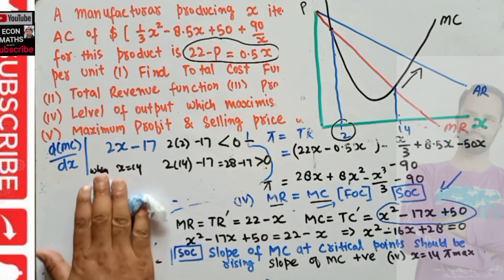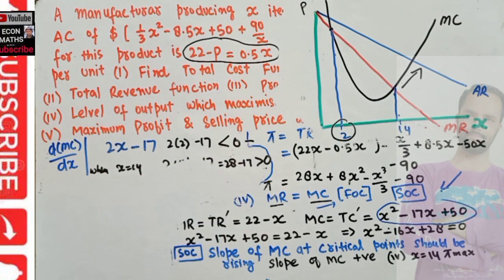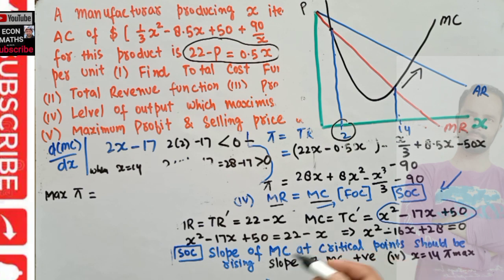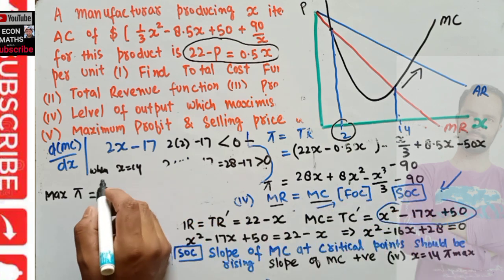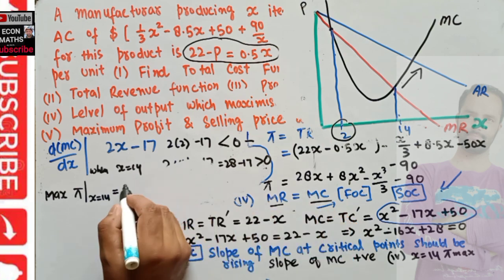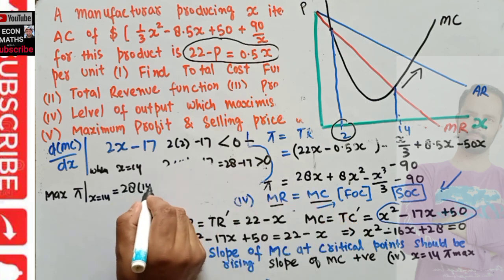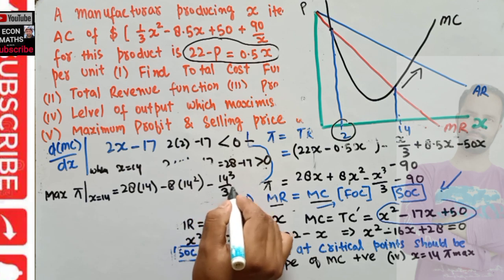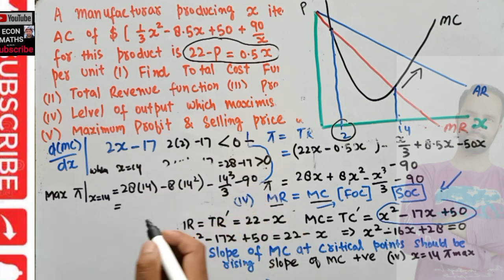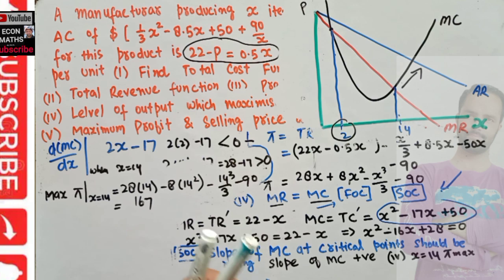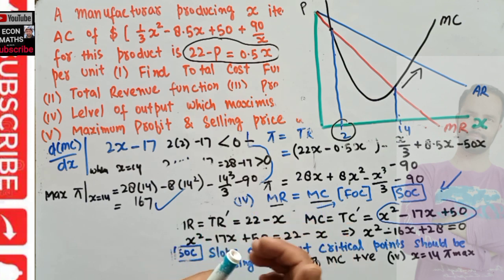Coming to the last part, we need to find out the maximum profit. Just plug the value of x equal to 14 into the profit function. This is our profit function, so the maximum profit will be at x equal to 14: 28 into 14 minus 8 into 14 square minus 14 cube upon 3 minus 19. Evaluate it and you will get a maximum profit of something like 167. I'm not sure about the calculations, I have done it two times, and I am not sure whether you will also get 167. It will be a rounded figure.